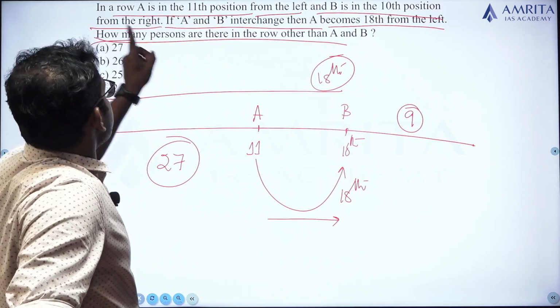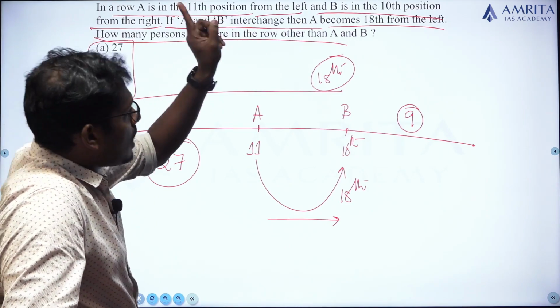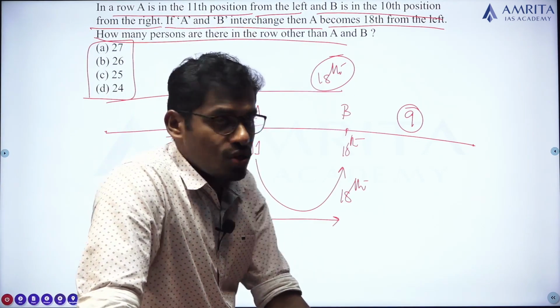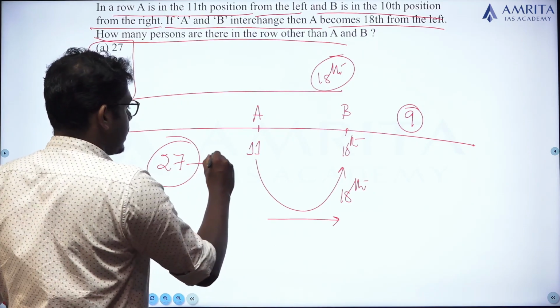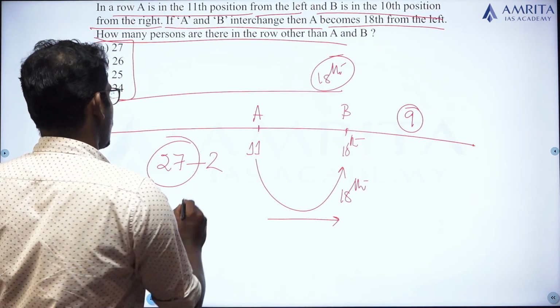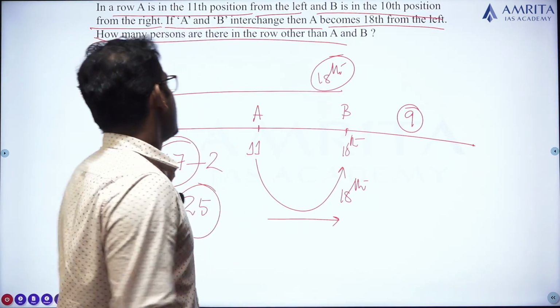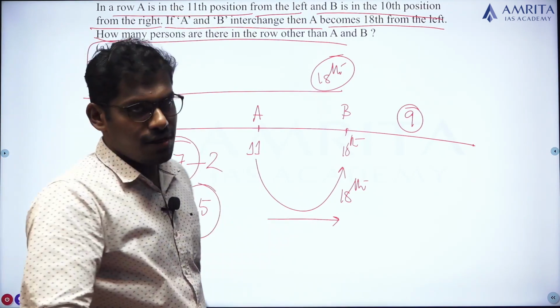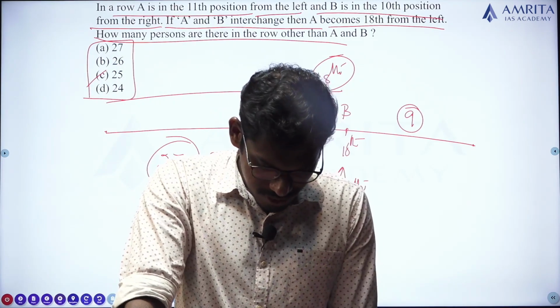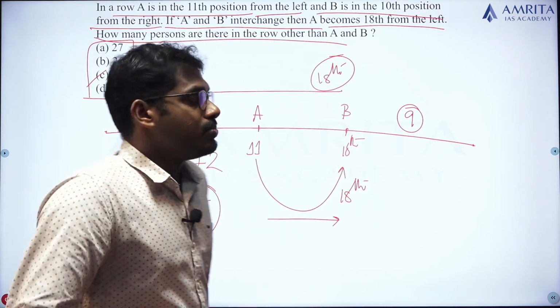But the question is, how many persons are there in the row other than A and B? So excluding A and B, which means subtracting 2, there will be a total of 25 members in the row. Simple idea. So the answer for this question is option C, 25. Simple question. Okay, moving to the next question.